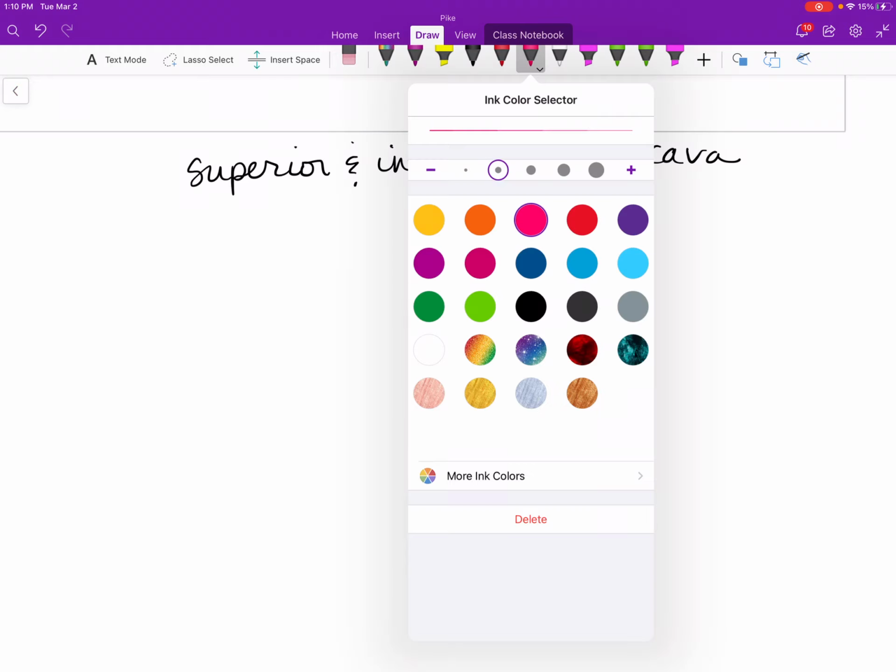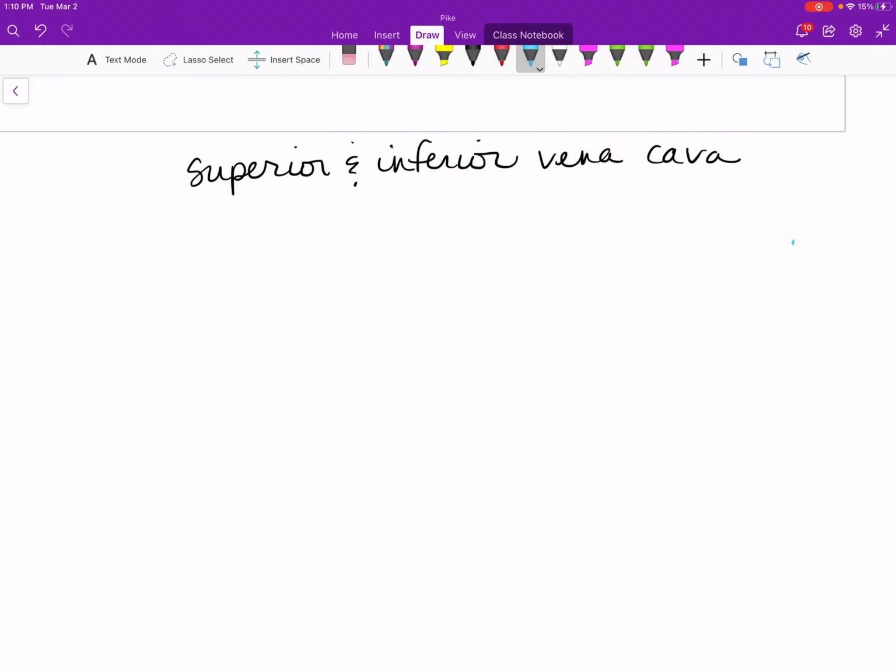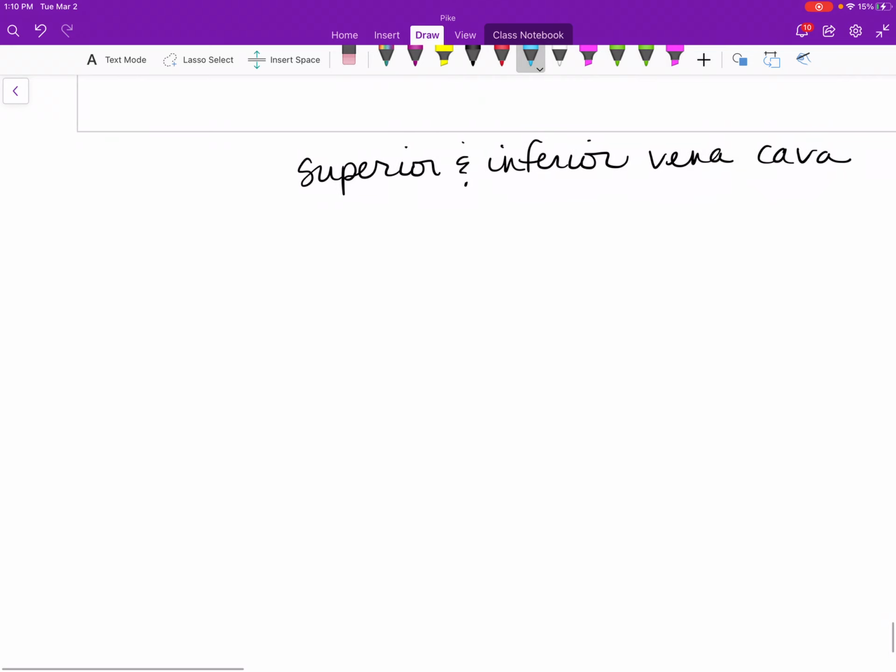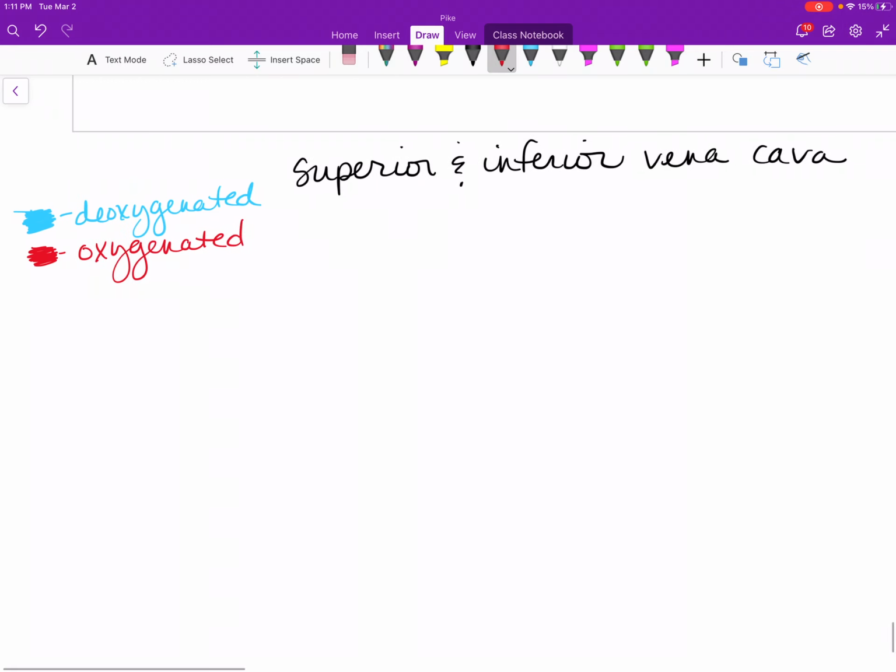Okay? And now I'm going to talk about blood flow, so I'm going to draw my labels here. I'm going to change this over to blue, and I'm going to make my key over here. So blue, let's make a little key. That is deoxygenated blood. And then red is oxygenated. Okay? And so I'm going to toggle back and forth between my two arrows.